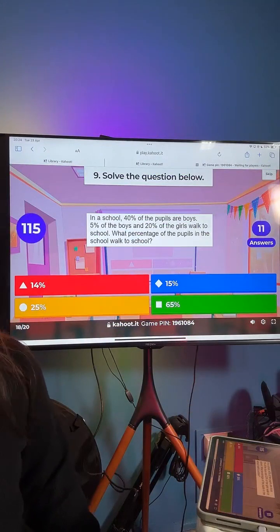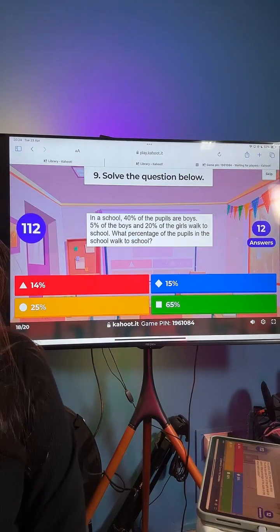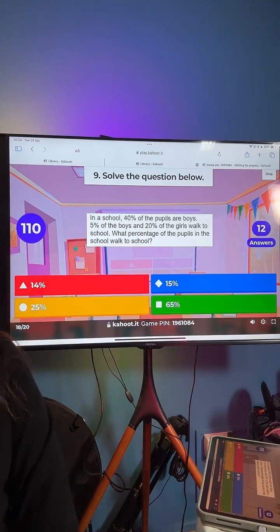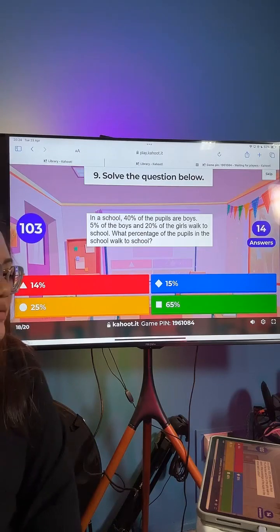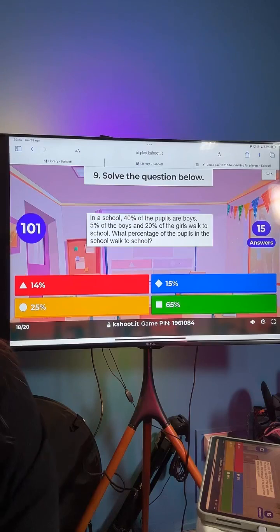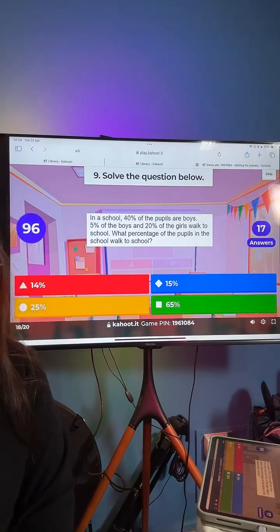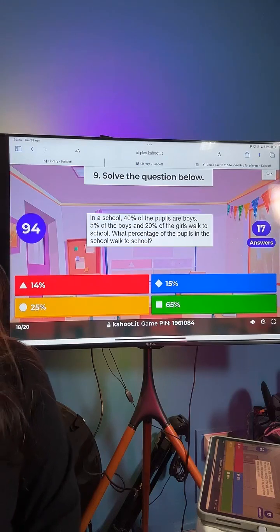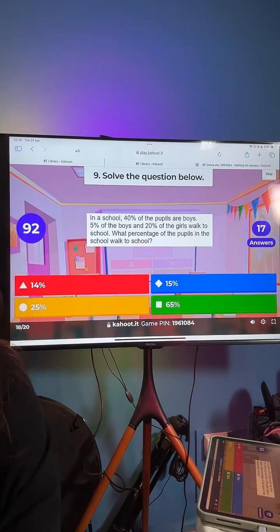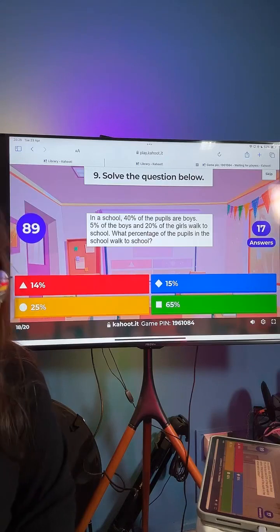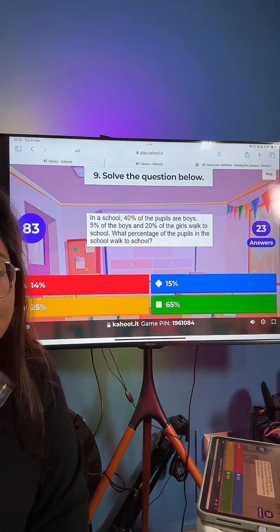Similar to remainder concept. 40% are boys, 5% of the boys, and 20% of the girls walk to school. How many percent walk to school? Find 5% of the boys first. Find 20% of the girls. Then add them up. Okay?